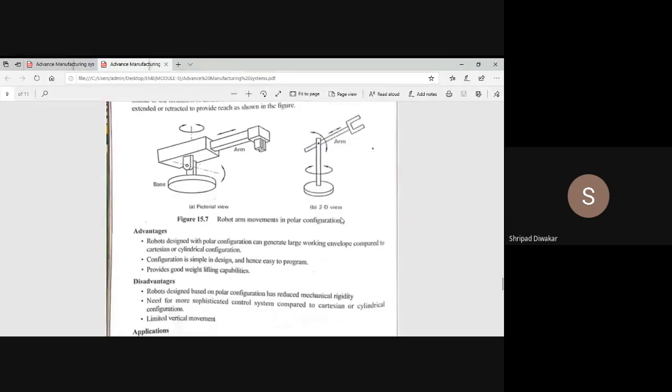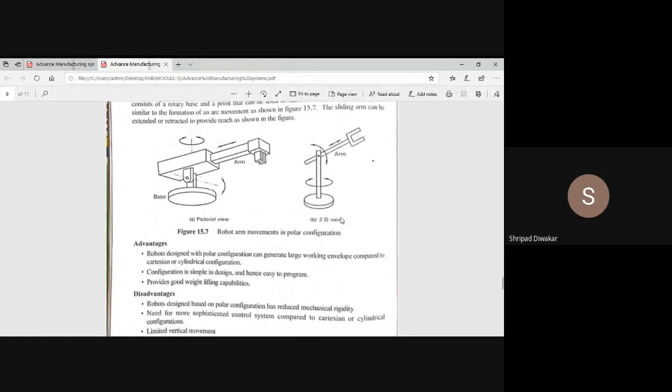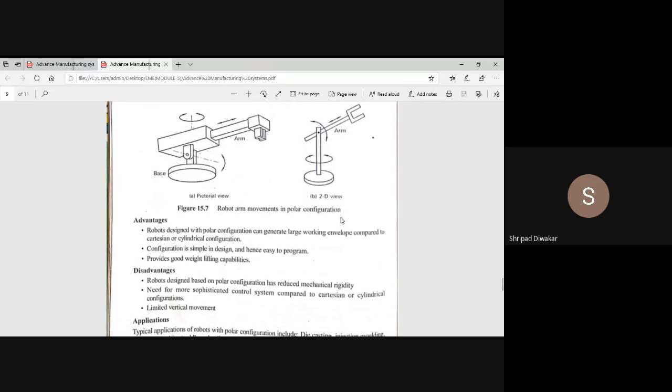Next, the advantages. Only have to change the diagram. Cylindrical coordinates are r and theta, that is, z and theta. Here it is in a spherical form. You see the base is spherical, and whatever the rotation, it is in the form of a partial sphere.